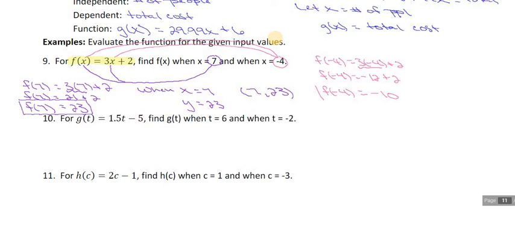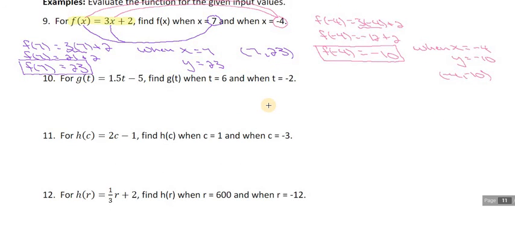So using our nice function notation, that's our answer. That's how we write it. This also translates to when x equals -4, y equals -10, which is also equivalent to the ordered pair (-4, -10). We need to be comfortable going back and forth here. Let's do number 10 together.